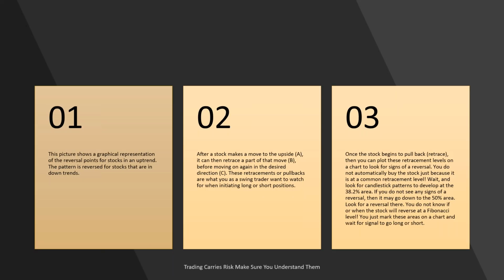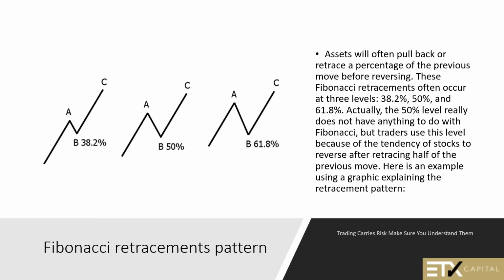So as we saw here, after a stock makes a move up in side A, it will then retrace a part of that move B before moving back again in the desired direction. Let's see, asset pushes up. It retraces back 38.2% of this move. But it could go farther and go down to 50% of that previous move, or it could go all the way down to 61.8% of that previous move.